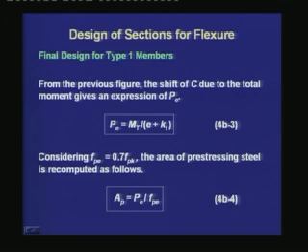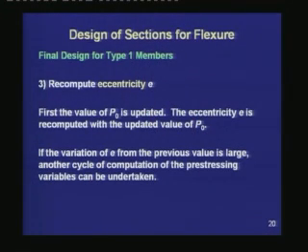Thus, once we have recomputed the effective prestress, we can recompute the amount of prestressing steel by estimating the effective prestressing force to be equal to 70% of the characteristic tensile strength. Once we have got the final value of PE, we are again recomputing eccentricity E. First, the value of P0 is updated. The eccentricity is recomputed with the updated value of P0.